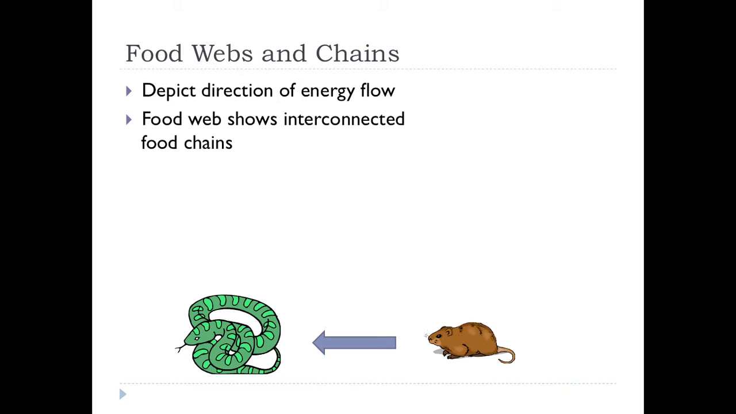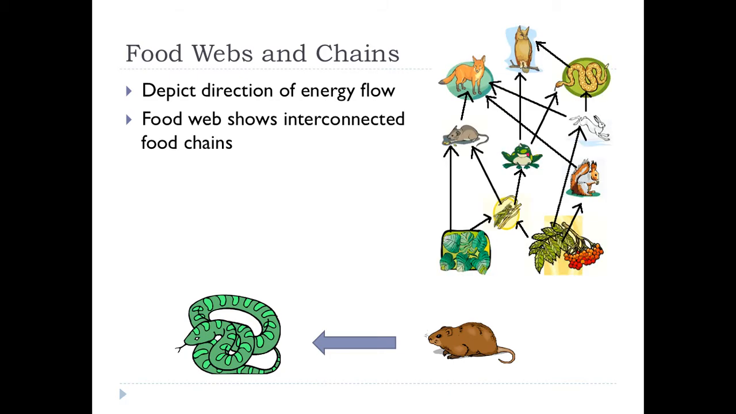Food webs just show interconnected food chains. So they tend to be a lot more complicated than just a simple food chain, but they're a lot more realistic for what's actually going on in the ecosystem. So here is a food chain that does involve a rat and a snake, but there's a lot more to it.